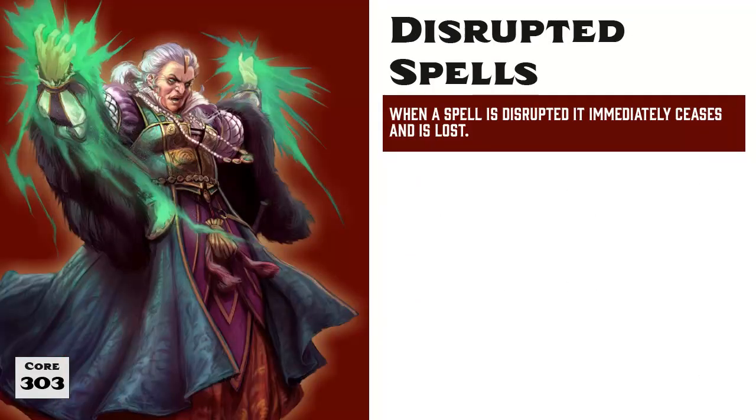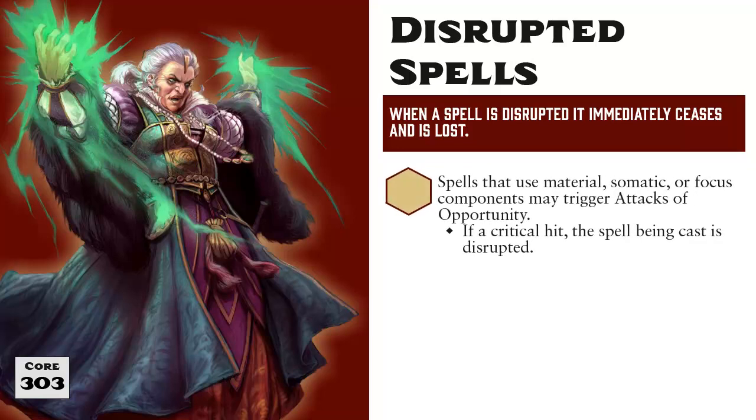Some abilities and circumstances can cause a spell to be disrupted and lost. A common example is being struck by an attack of opportunity while casting. In a previous video, we discussed spell components and the traits that are added when casting with those components. If you cast a spell that has a material, somatic, or focus component while within reach of an enemy capable of attacks of opportunity, that enemy can use their reaction to strike you. And if that attack is a critical hit, then the spell you are casting is disrupted.